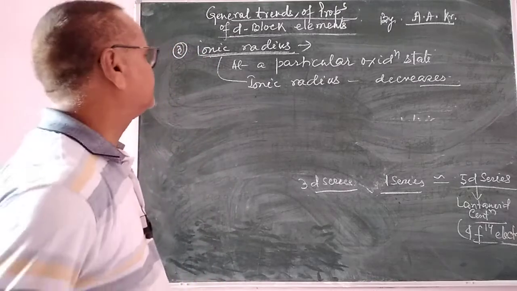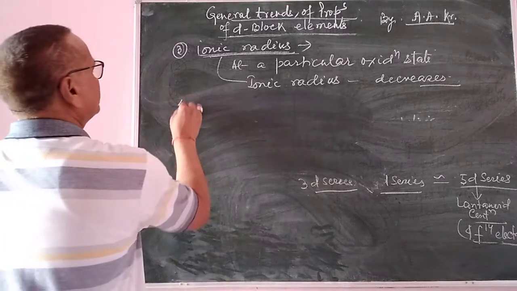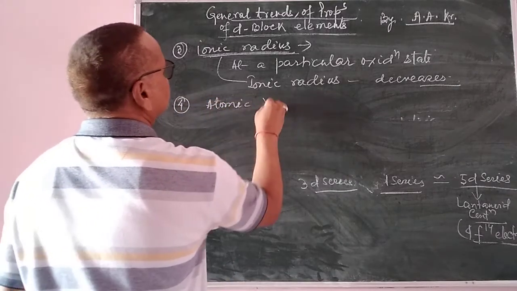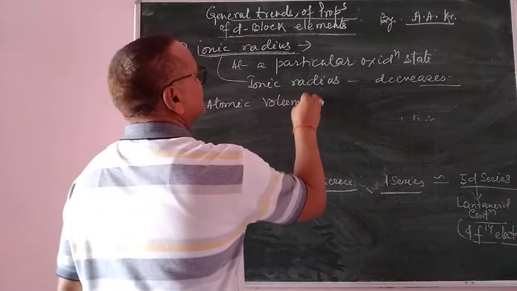The next properties are the atomic volume and density.